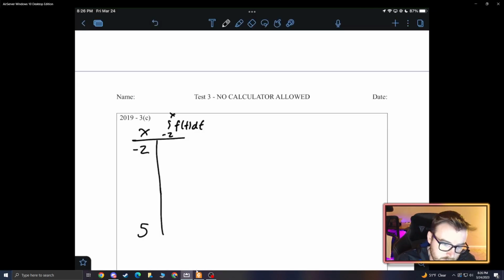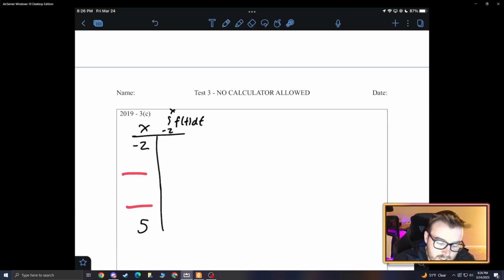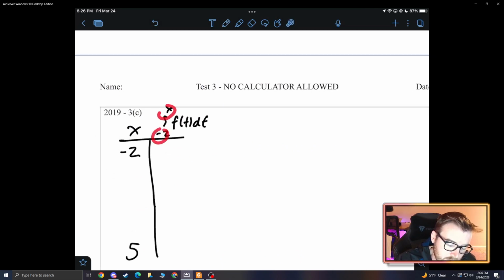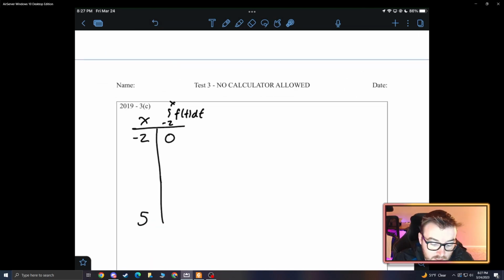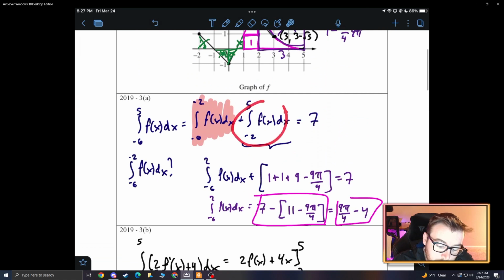This is what I have set up so far, right? I need to find the critical points, but I'm starting to set up this table. The first one is easy because when the bounds are the same on top and bottom, you know the integral is 0. And 5 is not too bad either, because the integral from -2 to 5, you might not realize, or maybe you do, is what we solved for up here. -2 to 5 was 11 minus 9 pi over 4. We already solved for that integral.